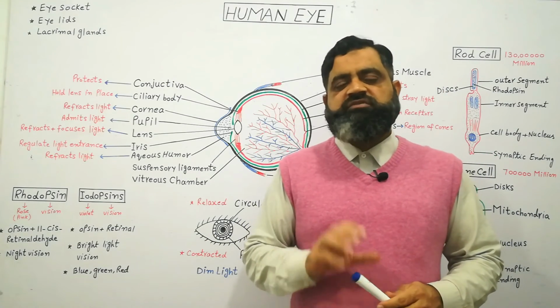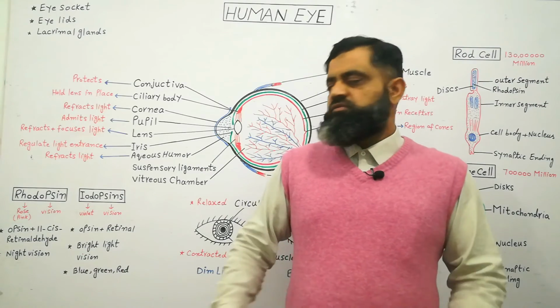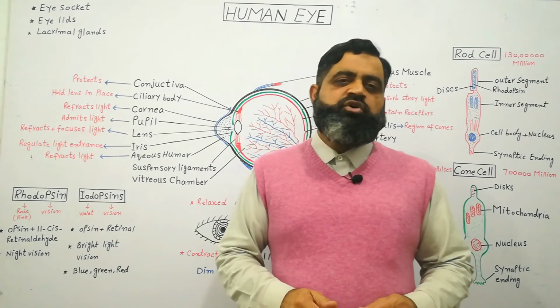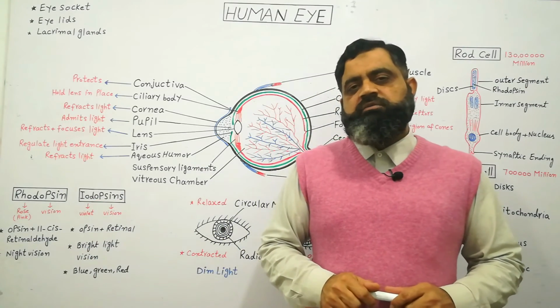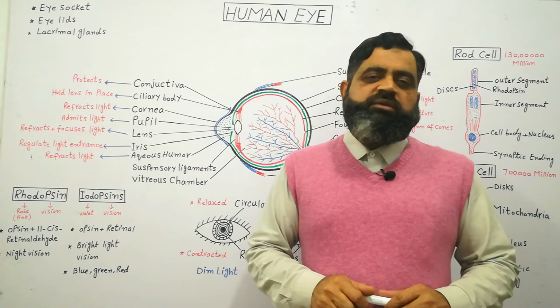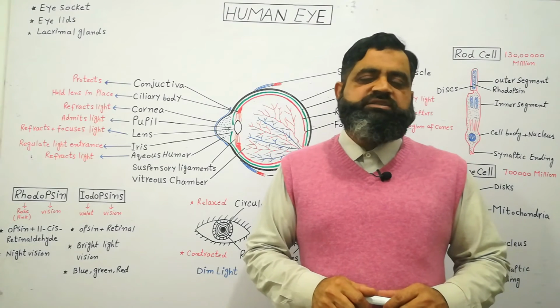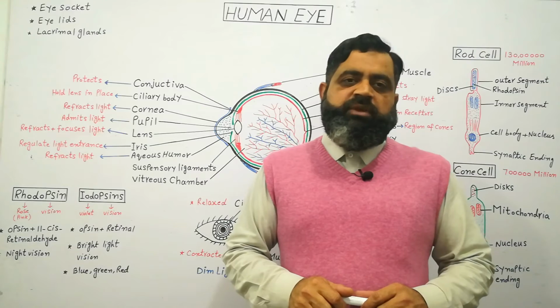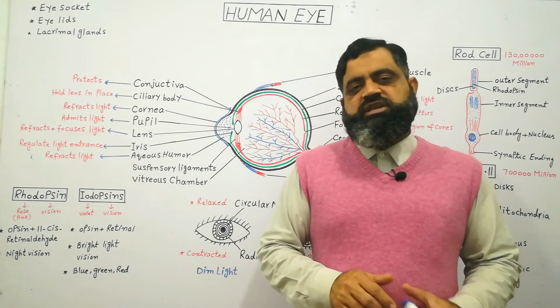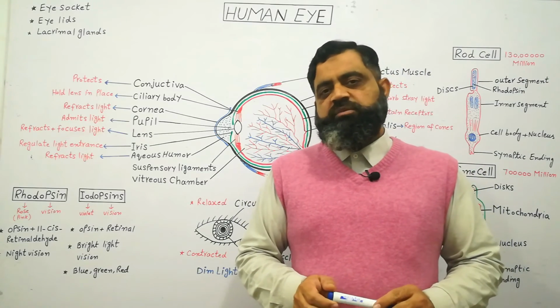If there is a deficiency of vitamin A, there will not be enough rhodopsin in our body and the person will be unable to see in the darkness or dim light, and the condition is known as night blindness. But this disease can be controlled by taking vitamin A.